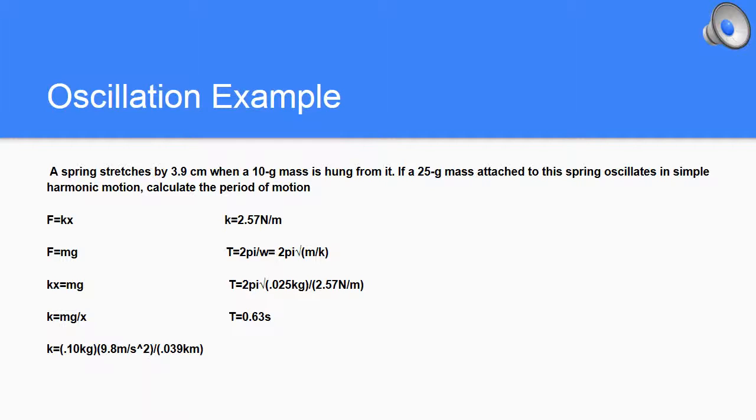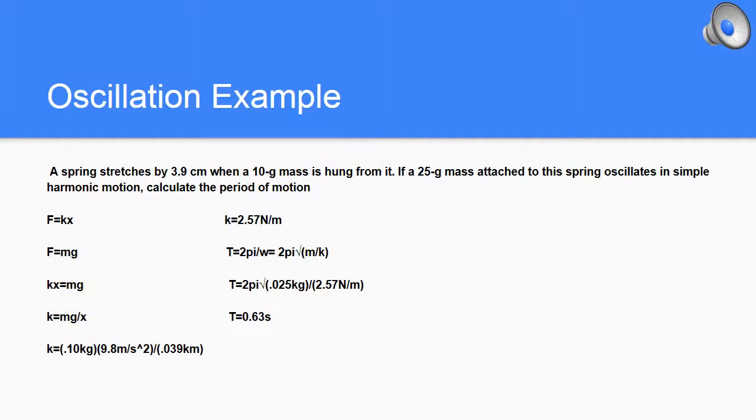So, in this oscillation example, a spring stretches by 3.9 centimeters when a 10-gram mass is hung from it. If a 25-gram mass attached to the spring oscillates in simple harmonic motion, calculate the period of motion. So we're going to use Hooke's law, which is F equals kx. And since there's a force acting upon it, we're going to have mg equal kx. So we're going to have mass times gravity equals the spring constant times the displacement. And since we have mass, gravity, and the displacement, we're going to be able to calculate the spring constant.